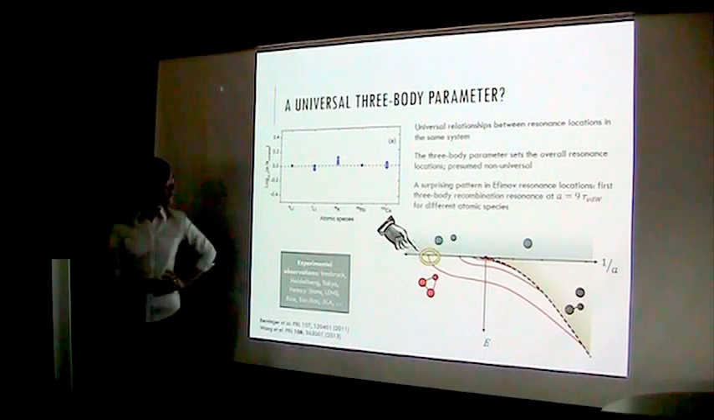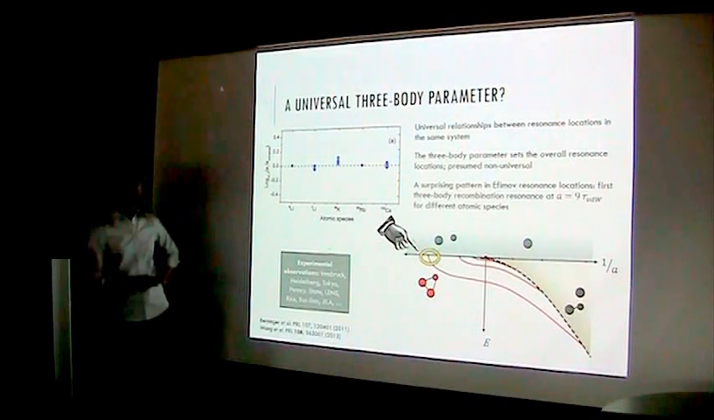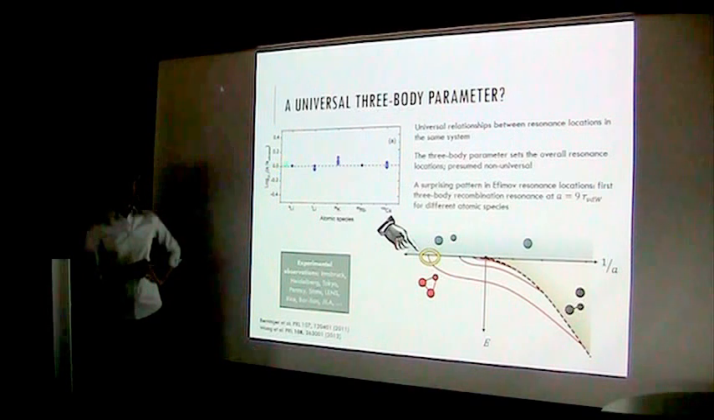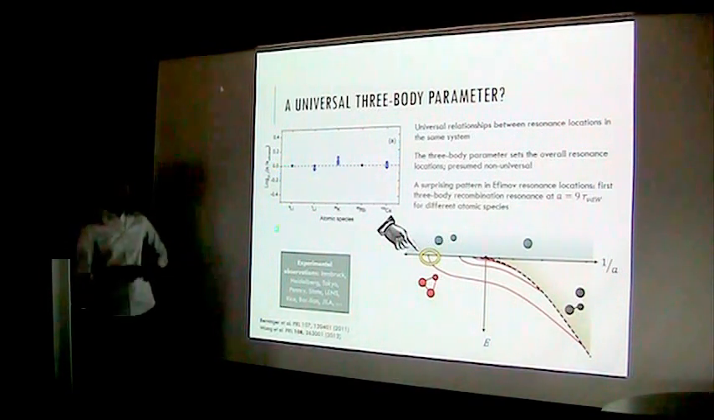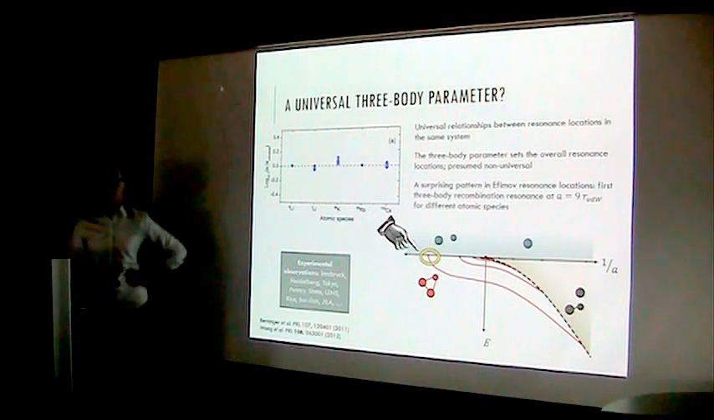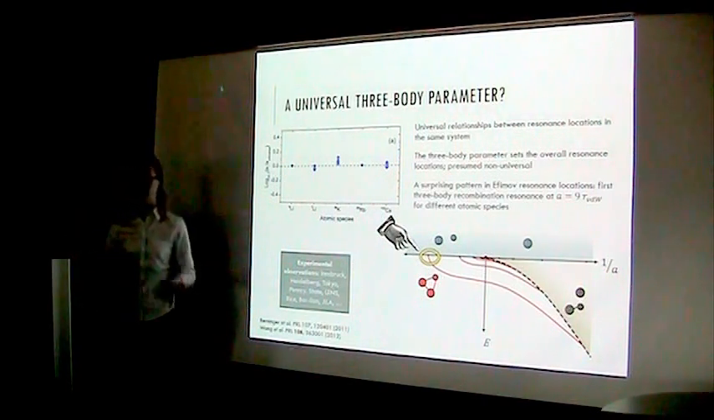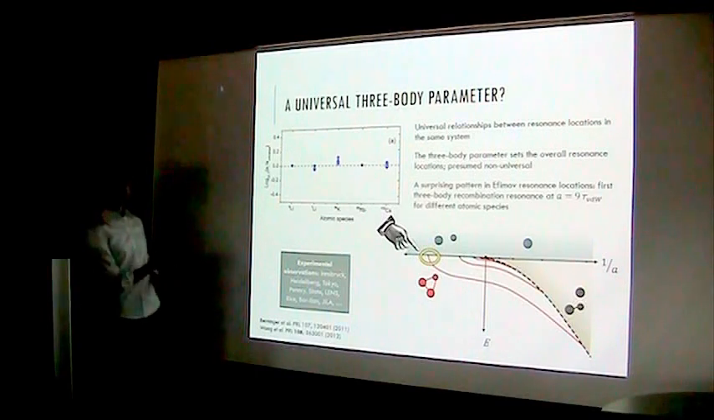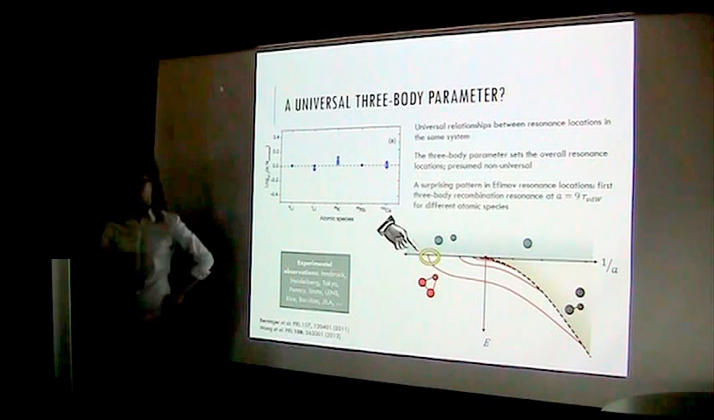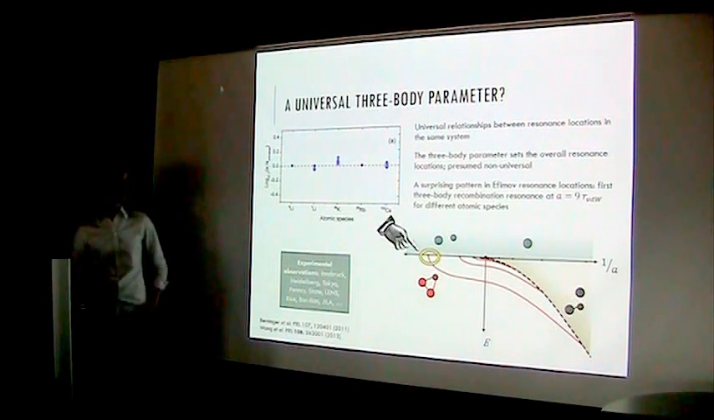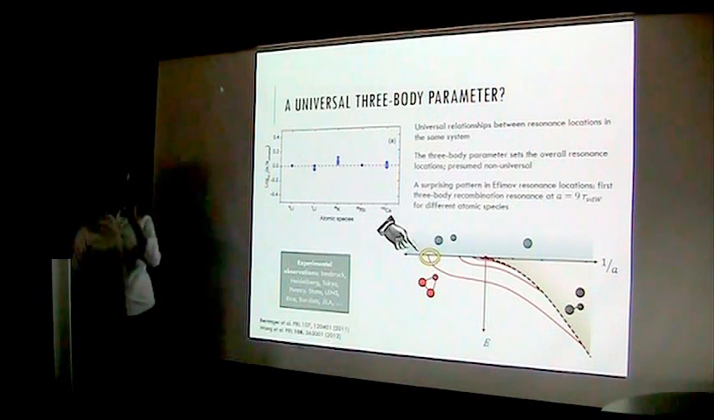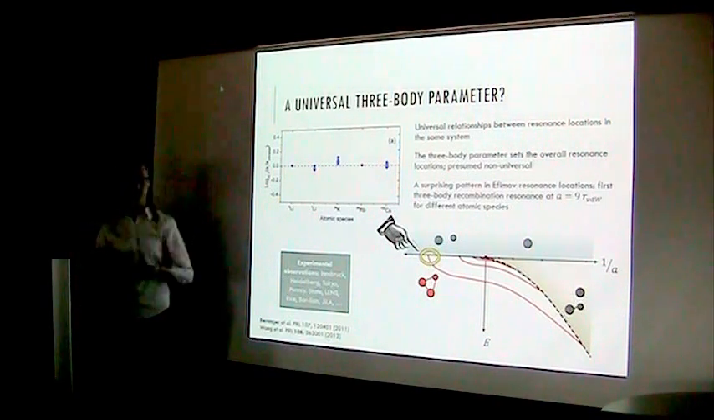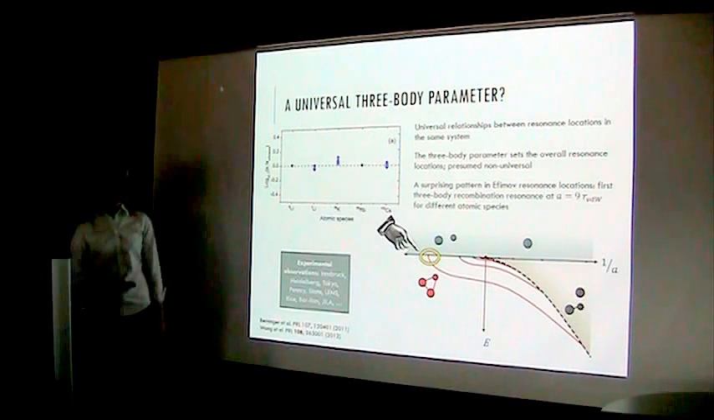And then what's even more interesting is that this prediction represents this dashed line here, and the vertical axis represents the entire possibility of locations for resonances, which were presumed to be randomly distributed before people discovered this. But if you look at all these really different types of atoms, you always see the locations of the Efimov resonances lying on this line. And some theorists were really excited about this, and they came up with some new models that were able to predict how this came about.